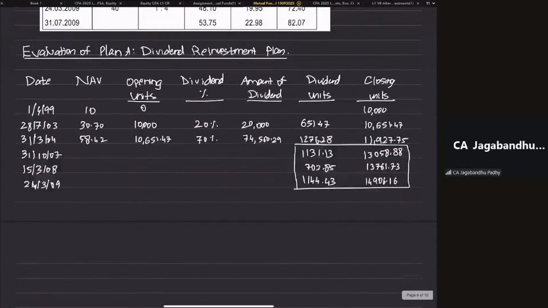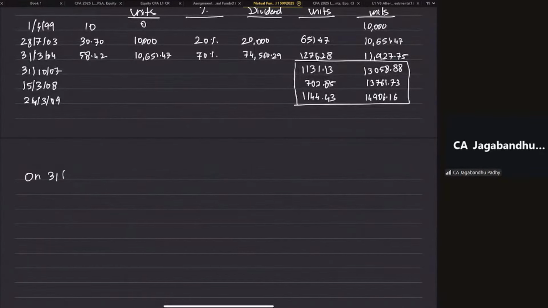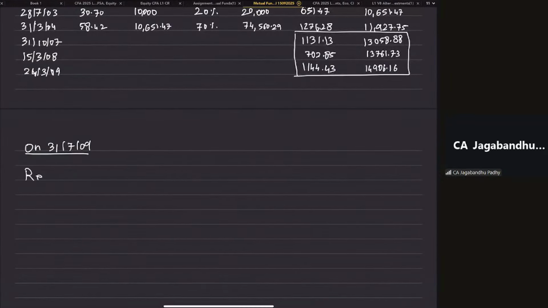So now the redemption is happening on 31st of July 2009. On 31st of July 2009, what will be the redemption value of units? The redemption value of units will be 14,906.16 into 53.75. How much is it?